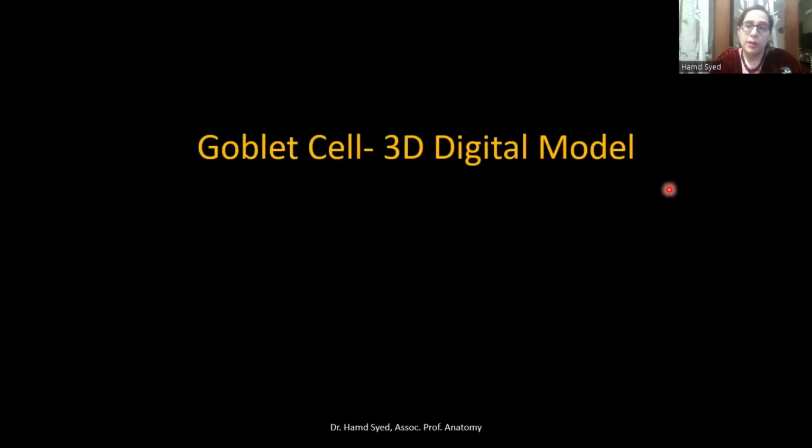Okay, so now we're going to be looking at the goblet cell a little in detail in a three-dimensional digital model, so we can understand these different parts of the goblet cell.